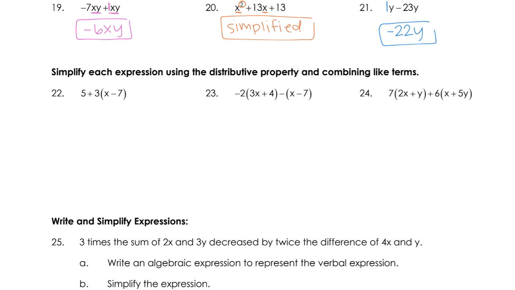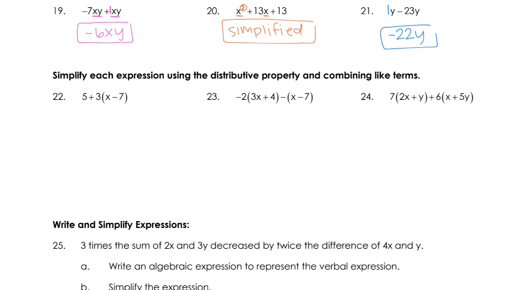Now, on the next 3 here, we're going to take the 2 ideas that we've learned today so far, and we're going to combine them all together. So we're going to simplify each expression using the distributive property first. And then if we can, we're going to combine like terms.